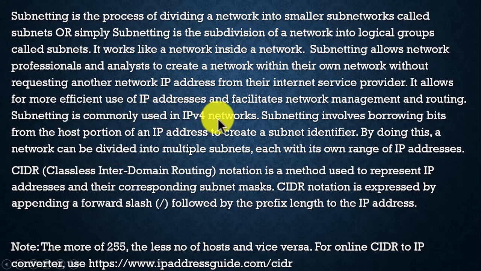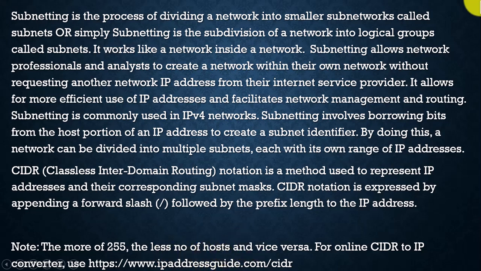Subnetting is commonly used in IPv4 networks, like I said. Subnetting involves borrowing bits from the host portion of an IP address to create a subnet address. By doing this, a network can be divided into multiple subnets, each with its own IP address. Now we have classless inter-domain routing, a method used to represent IP addresses and their corresponding subnets. CIDR notation is expressed by appending a /. The more of 255, the fewer the hosts. I've said this before.